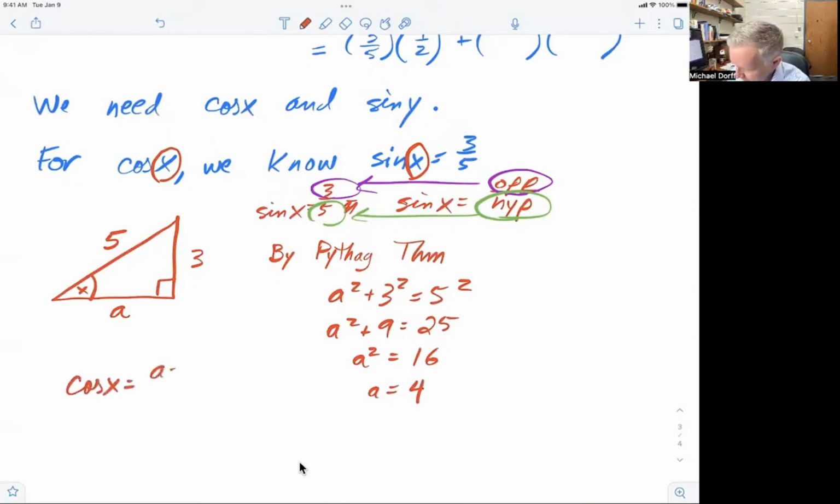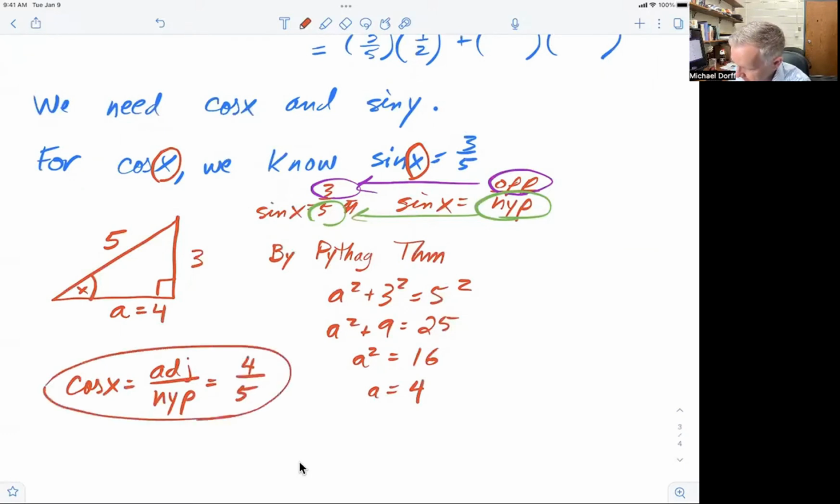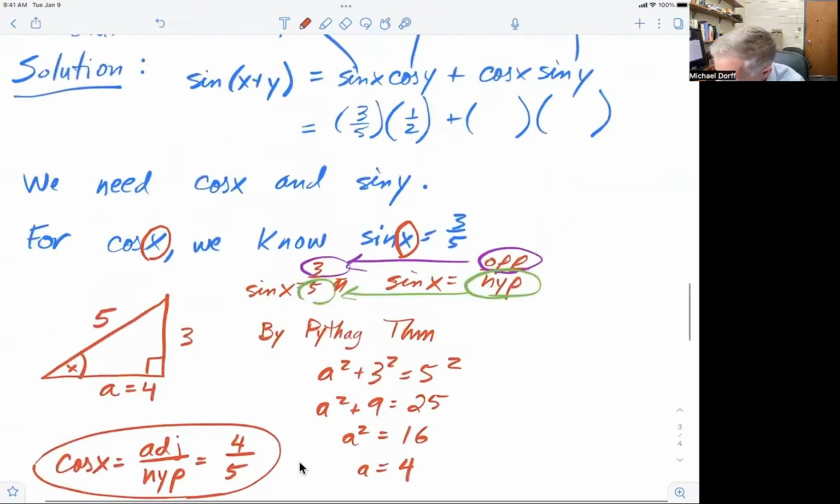Cosine is adjacent over hypotenuse, and the adjacent now is a, but we figured out that that was 4, so we get 4 over 5. So cosine of x equals 4/5. So we can put 4 over 5 up here.